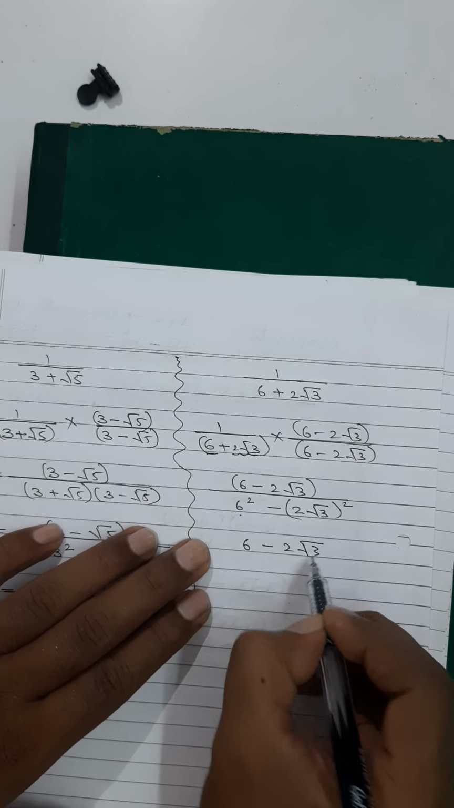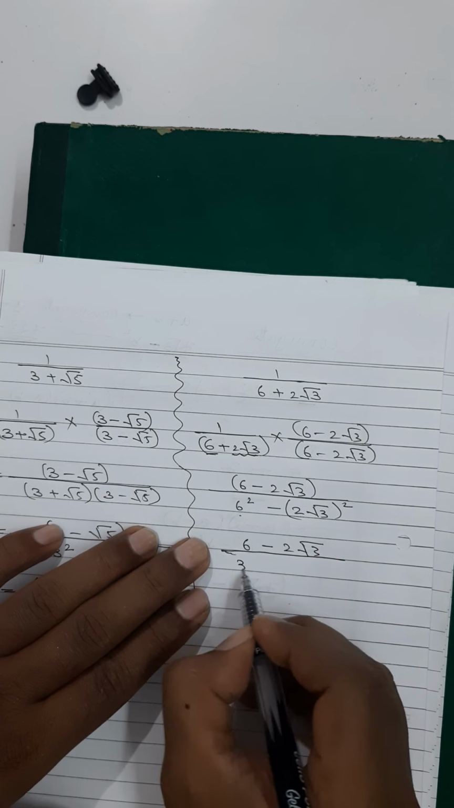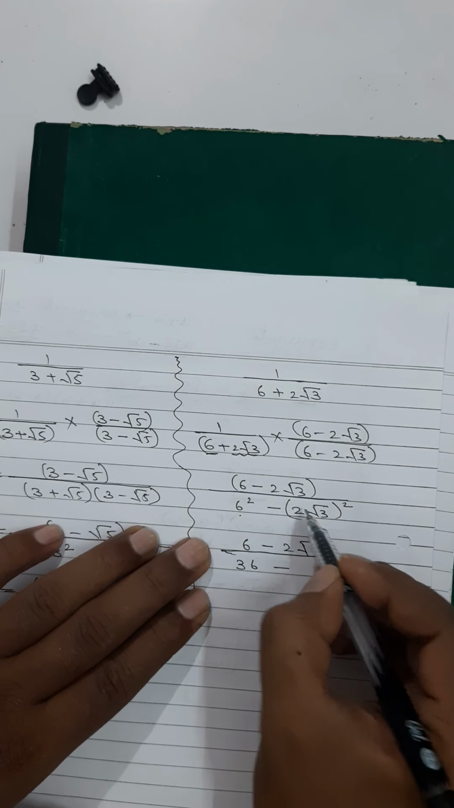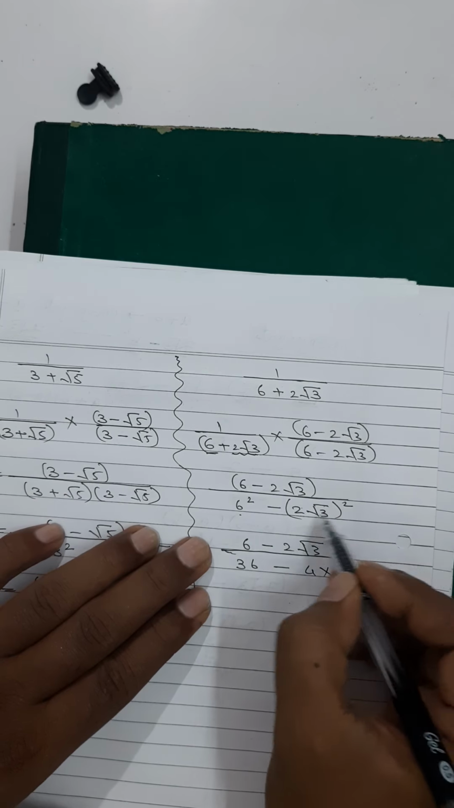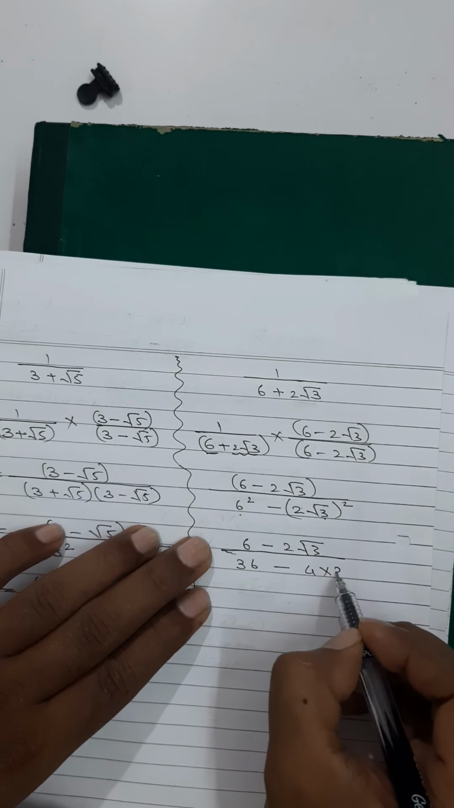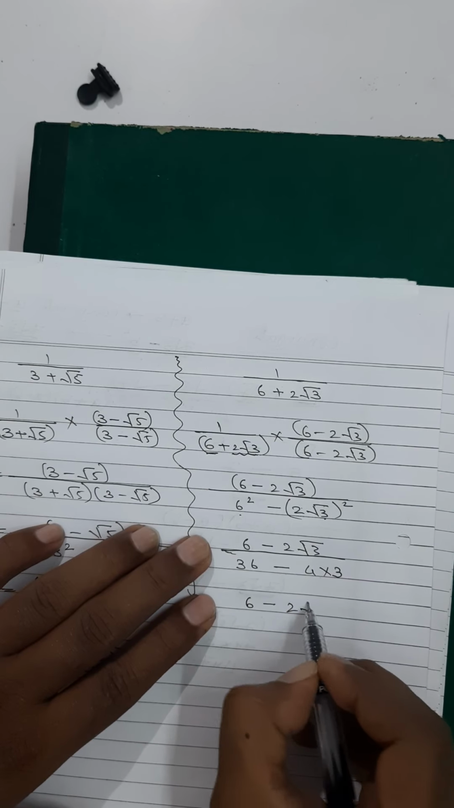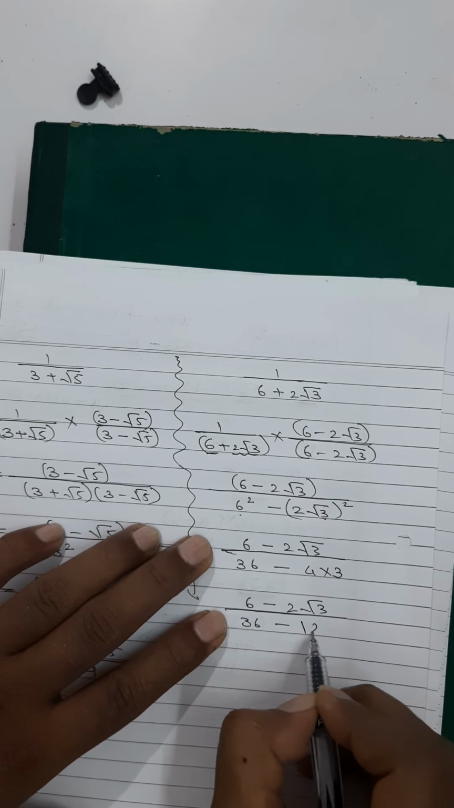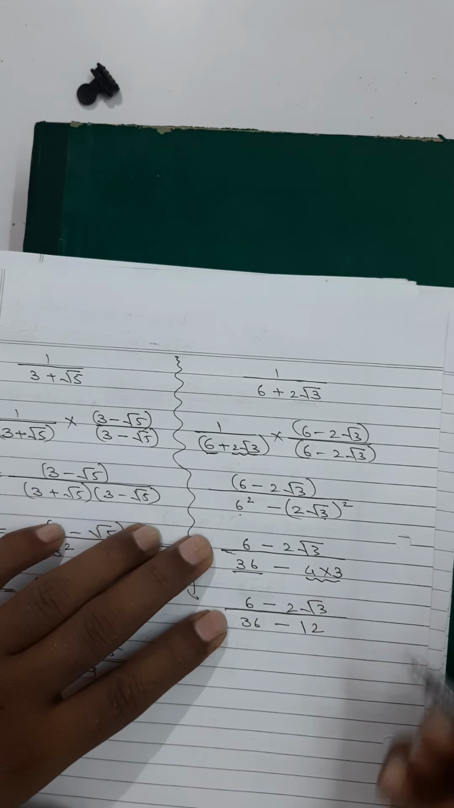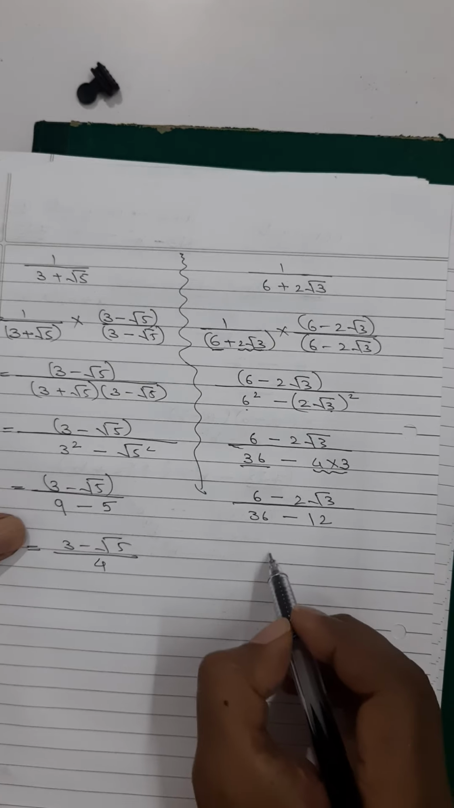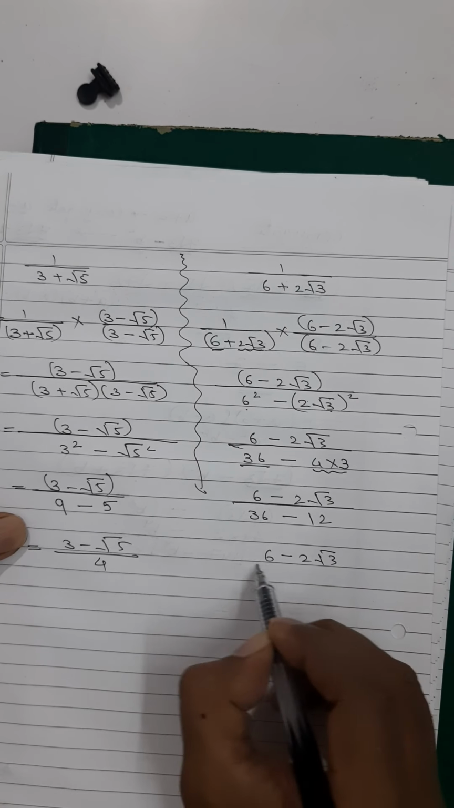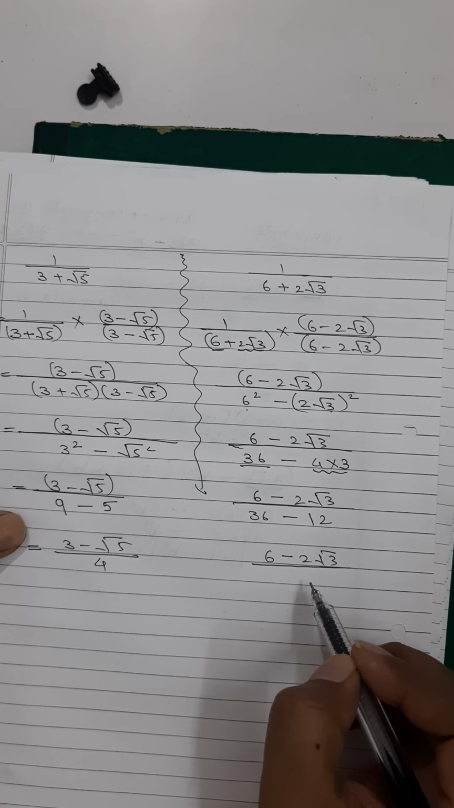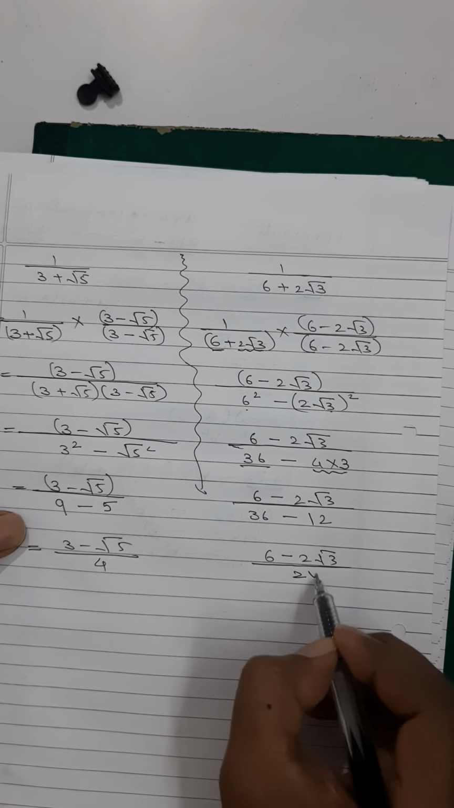6 minus 2 root 3 upon 6 square will make 36 minus. Now this square is applicable to root 3 also and this square is applicable to 2 also. This will give me 4 into 2 square is 4, root 3 square is 3. So what do I get? 6 minus 2 root 3 upon 36 minus 4 3s are 12. Are you getting it? This part I have solved. So what do I get now? 6 minus 2 root 3 upon, 36 minus 10 will give me 26, minus 2 will give me 24.